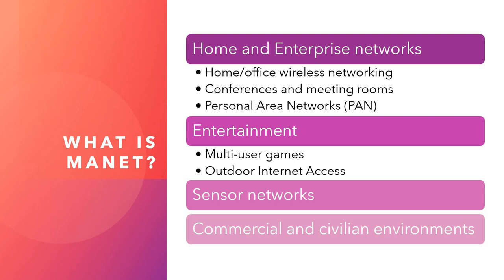Examples of entertainment can be multi-user games or outdoor internet access. In case of multi-user games, we all use applications on mobiles which are online multiplayer games. All of those do not have any infrastructure, right? And they're also mobile, because we are carrying the mobile while playing those games. In case of outdoor internet access, forming an internet outdoors is temporary, because it will be removed very quickly. Also, as it's outdoor, it requires movement, so the people using the internet will be moving, which is why MANET is a perfect example of use in outdoor internet access.